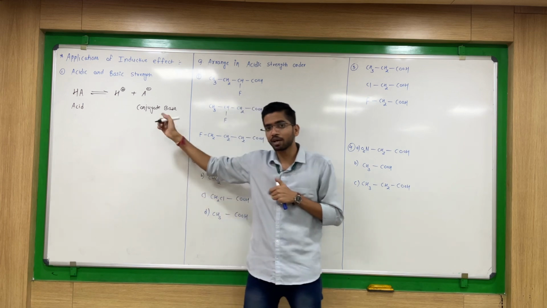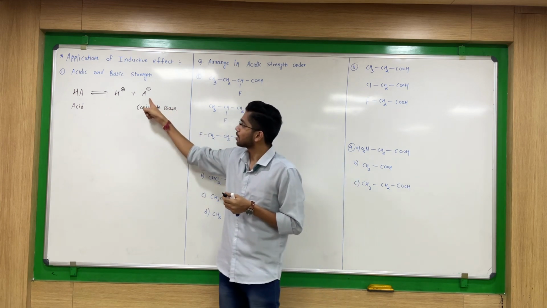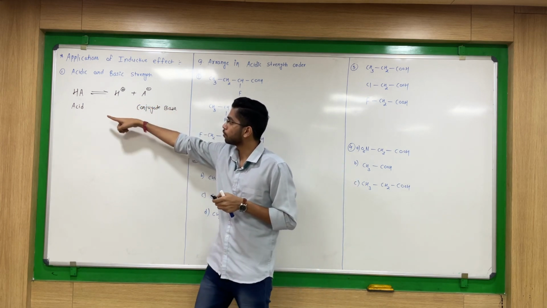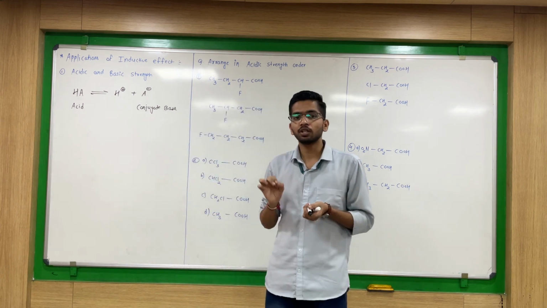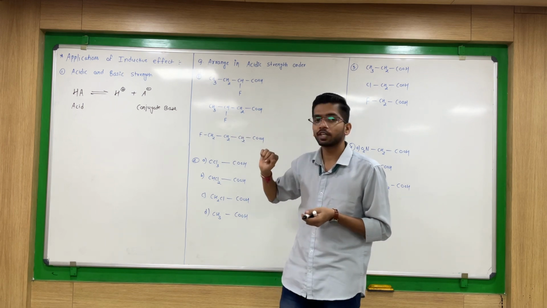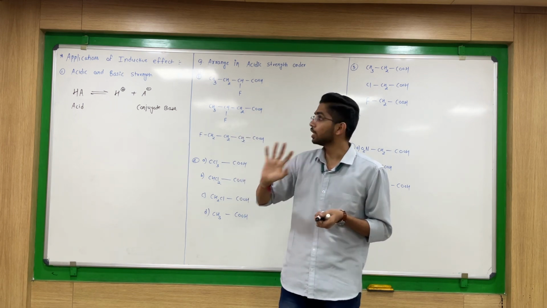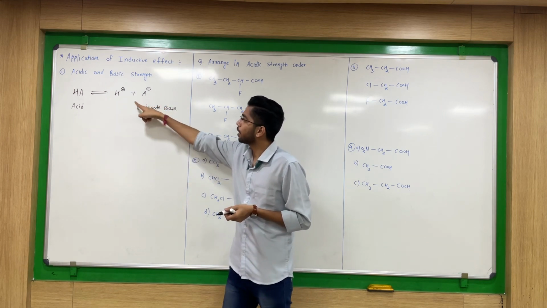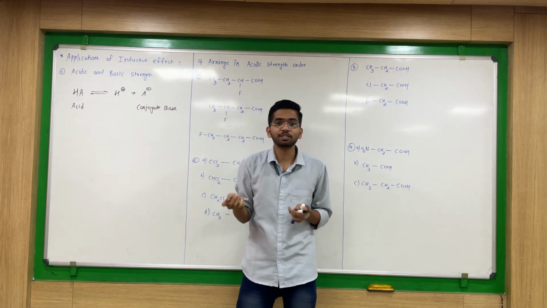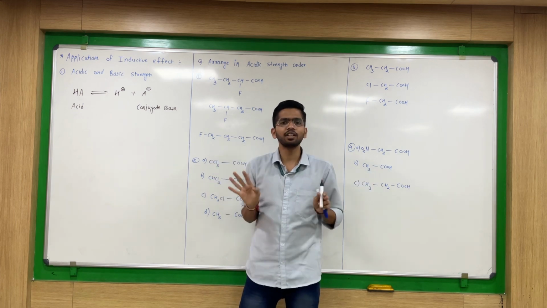Let's suppose this A minus is not stable, then what will happen? This A minus will react with the H plus to form the acid again. So I will not get the H plus, which means acidity decreases. So what is the requirement for acidity here? Acidic strength increases if this A minus is more stable. If it is stable, it will not react with the H plus, and then I will have H plus ions in the solution.